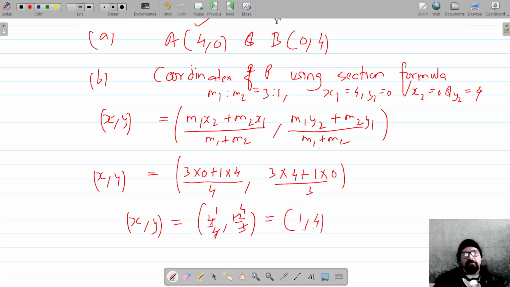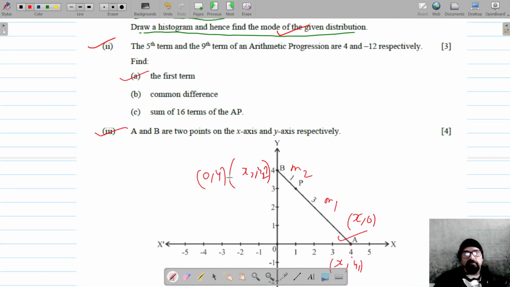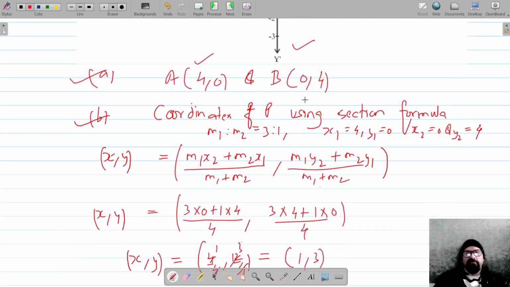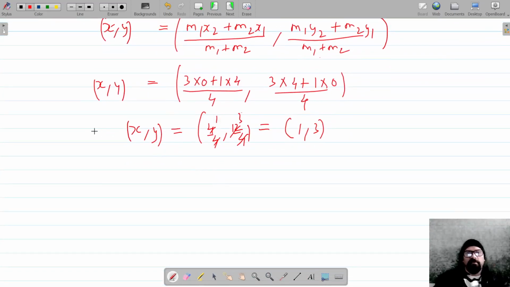Okay, so we have got the coordinates of P. 12 by 4 is 3. So the coordinates of P are 1 comma 3. So the first part was to find the coordinates of A and B. The second was to use the section formula to get the coordinates of P. So P is equal to 1 comma 3.